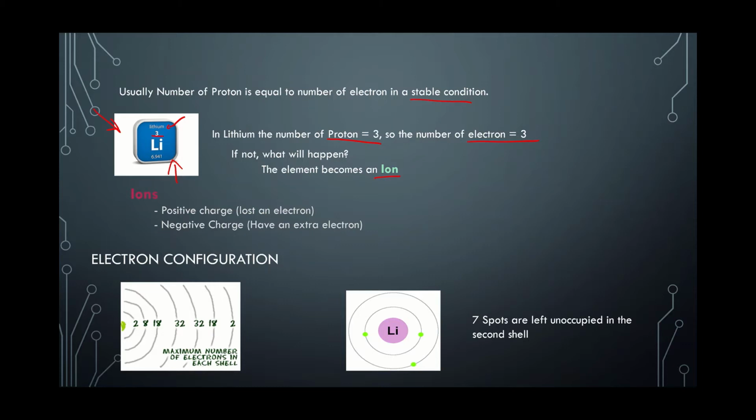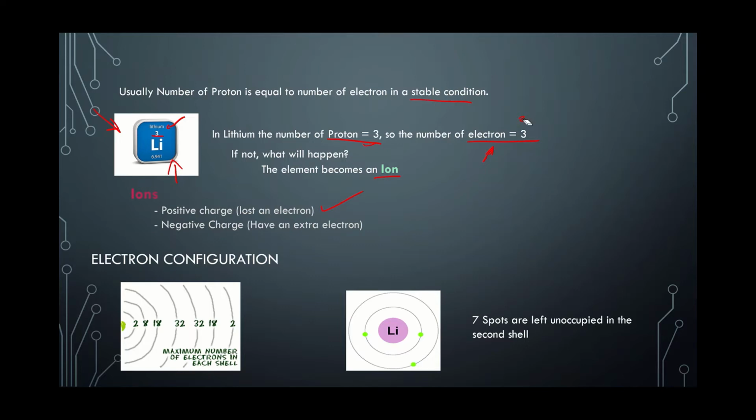So what is an ion? An ion is an element that lost or gained electrons. So the same element, if it loses an electron, for example, let's take lithium, the number of electrons becomes 2. So the number of protons will be more than the number of electrons. That means the element becomes positively charged.